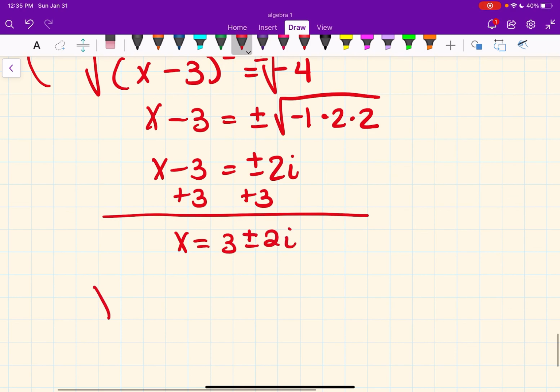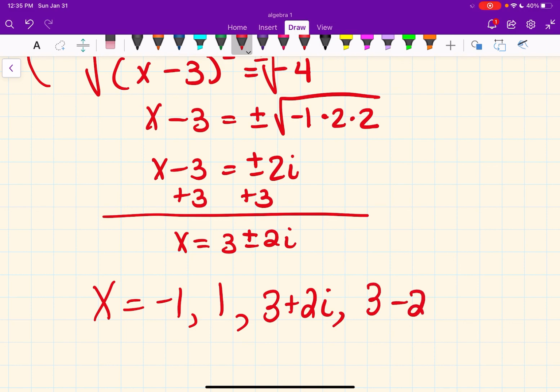My solutions, x equals -1 and 1 from the graphing calculator. And then from all my work, I have 3 plus 2i and 3 minus 2i. Okay? That's all I'm going to do.